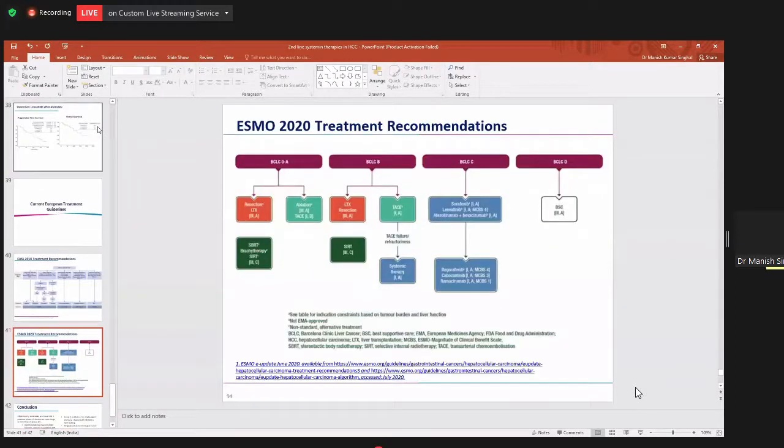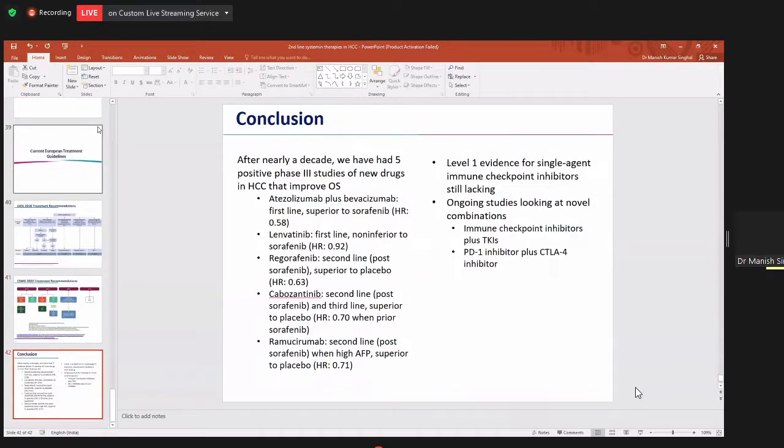Well, we know that the field is evolving a lot, and with this, I'll just conclude that the first line treatment is evolving, and that is how we are likely to decide on what we are likely to use in second or third line or lines beyond. So as the first line space evolves, perhaps that will define what is to be used in the second or lines beyond that.